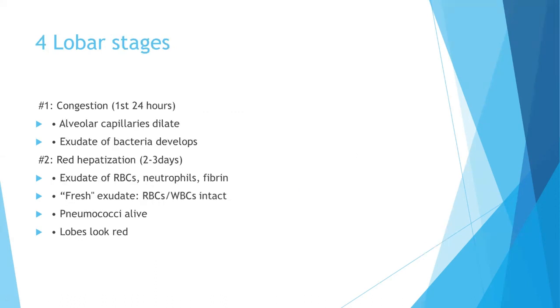There are four stages in lobar pneumonia. Stage number one, occurring in the first 24 hours, is congestion, where the alveolar capillaries dilate and there is exudate of bacteria that is developed there. And then for the next 2 to 3 days, there is red hepatization, where there is exudate of RBCs, neutrophils, and fibrin. The fresh exudate contains RBCs and WBCs which are intact, that are not broken down. Pneumococci are alive and the lobes look red.